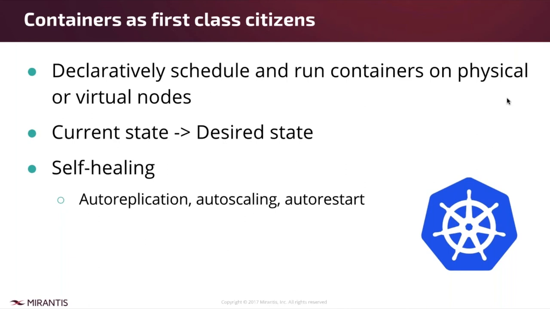cluster of servers. Kubernetes goes beyond just simple orchestration, doing A, B, and C. It continuously works to transform the current state into the desired state. And the desired state is going to be achieved by leveraging additional Kubernetes features like auto replication, auto restart, and auto scaling.